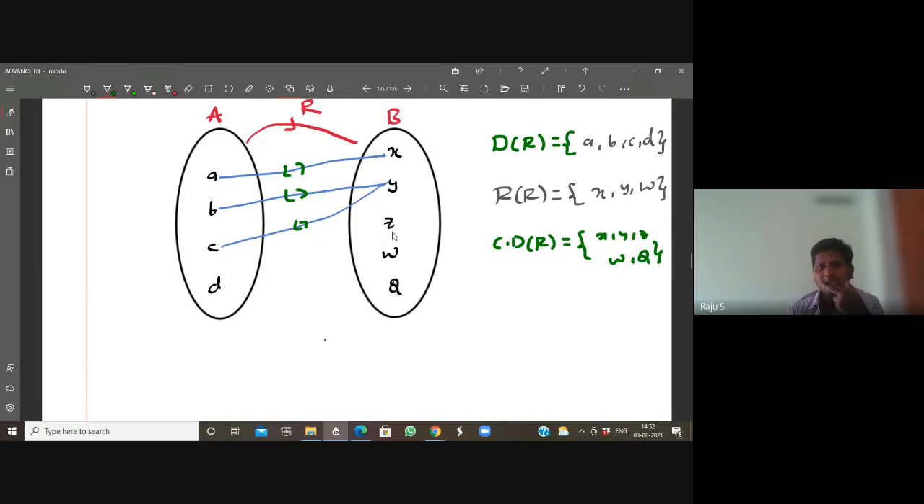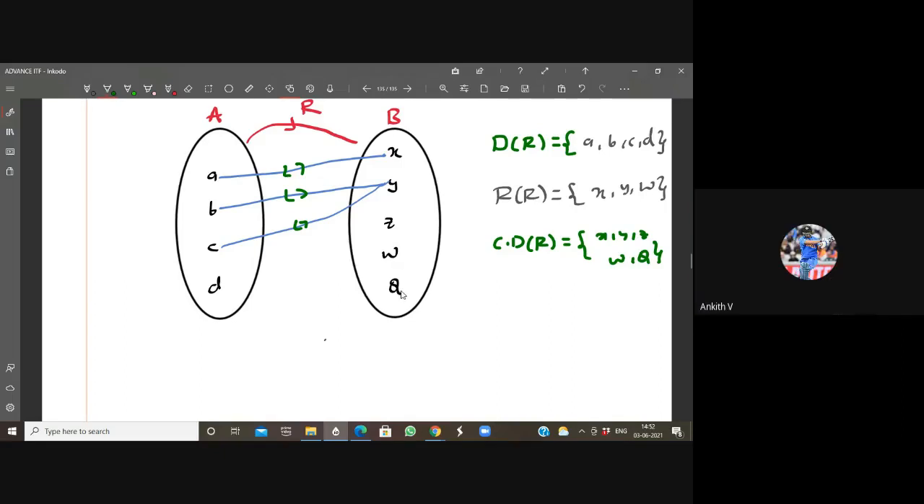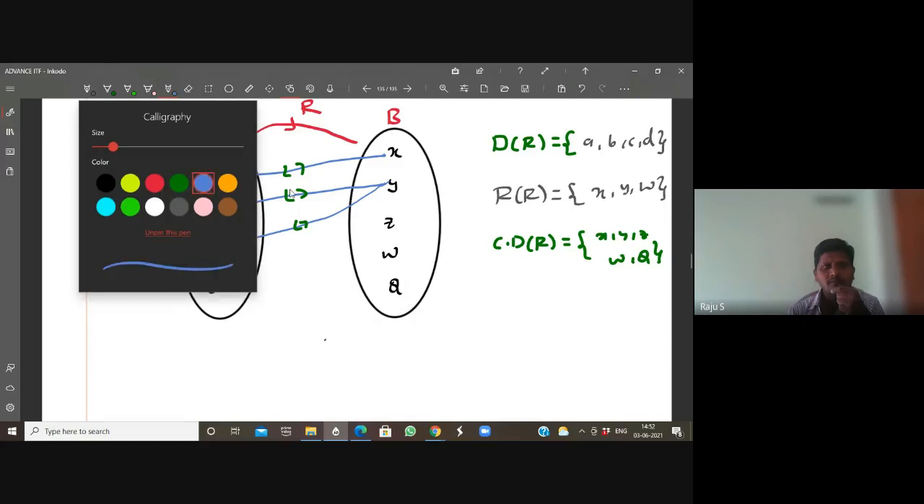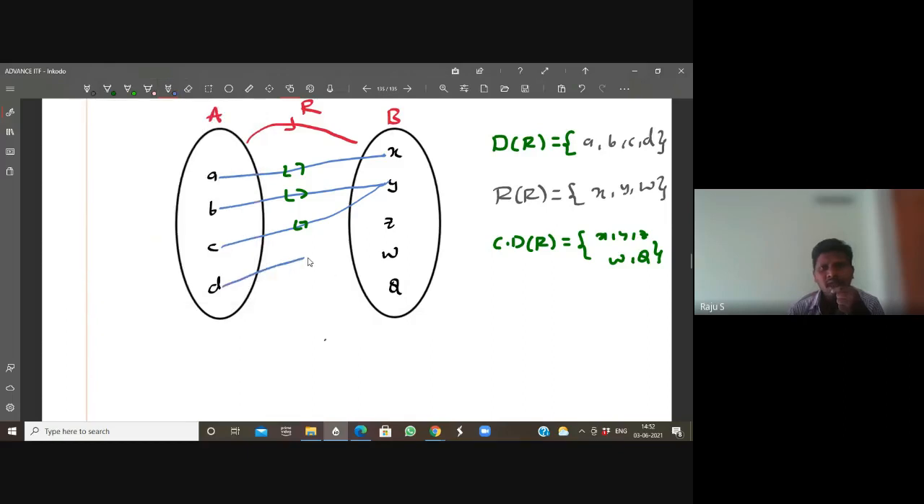Now coming to Z, is there any pre-image for Z? For W, is there any pre-image? No, sir. For Q, is there any pre-image? No. So here D must have some relation to an element, not only W, you can take Q also.